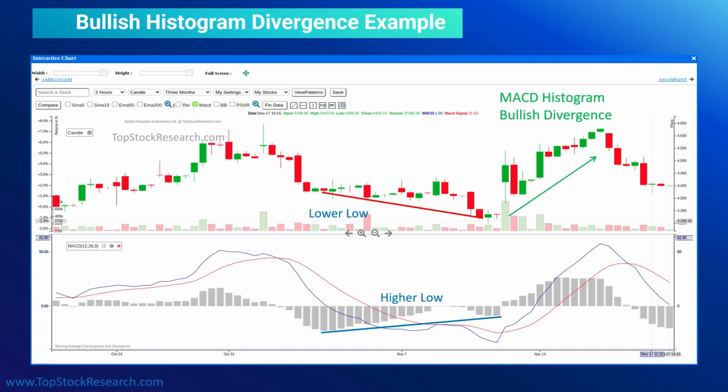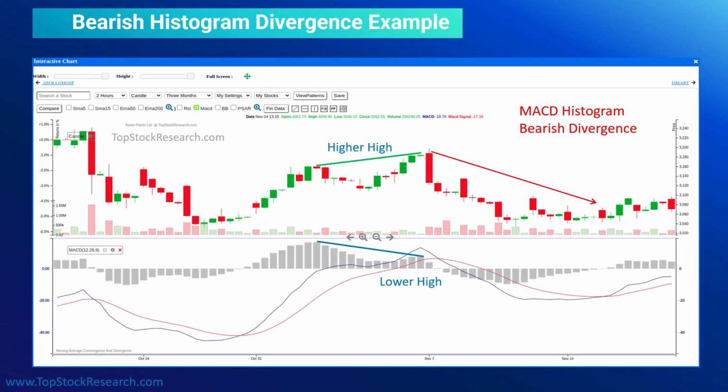So that was about the bullish histogram divergence, right? And similarly, you have a bearish divergence.